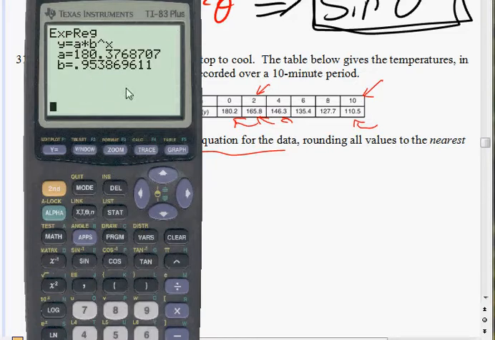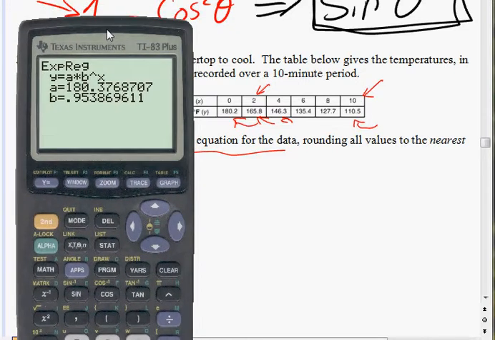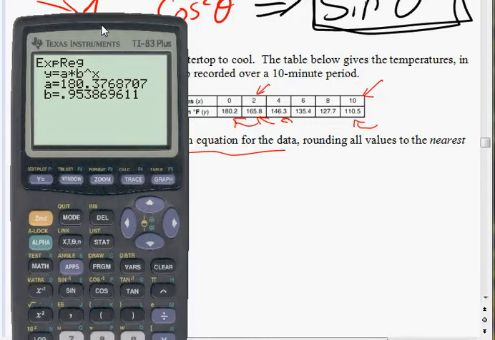Right, and we have the exponential regression. It tells you that the formula should be y equals a times b raised to the x power. Well, what is a? Well, a is 180.3768, and b is 0.95386. Right, so I'm going to take that information and write it down on the right side.